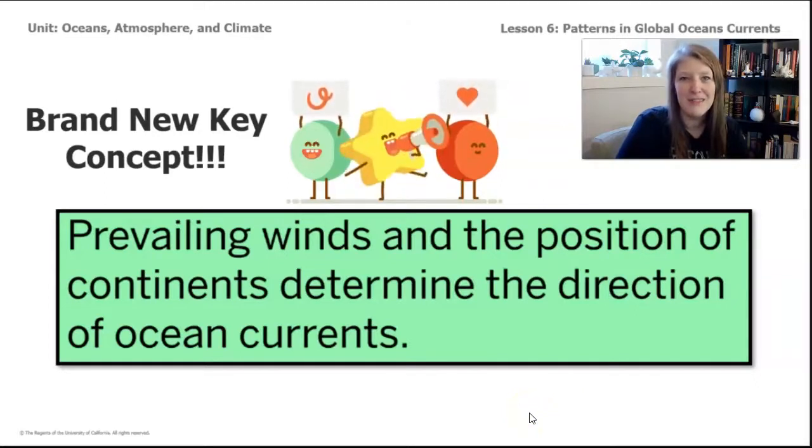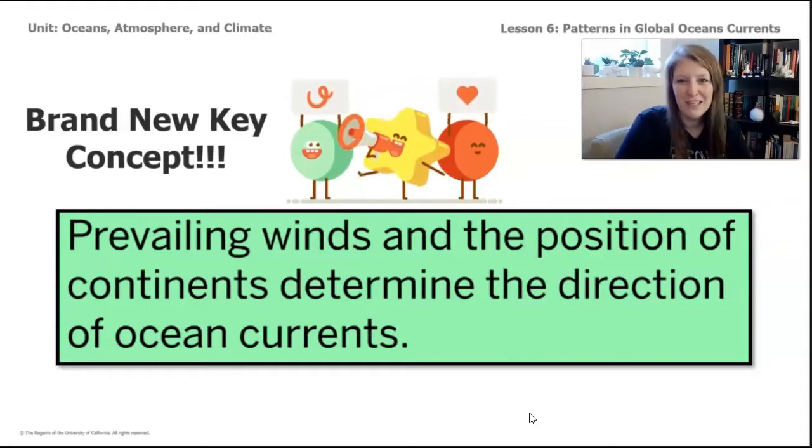I just want you to think on your own over the next couple of days before you watch lesson 7. What do you think? What could cause an ocean current to change?